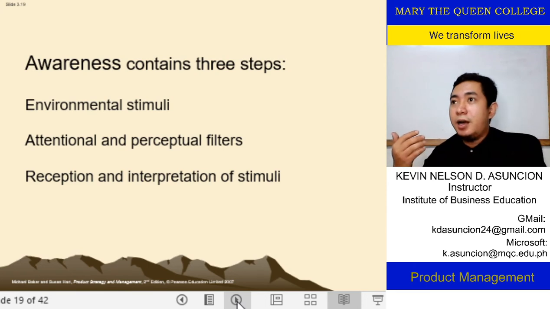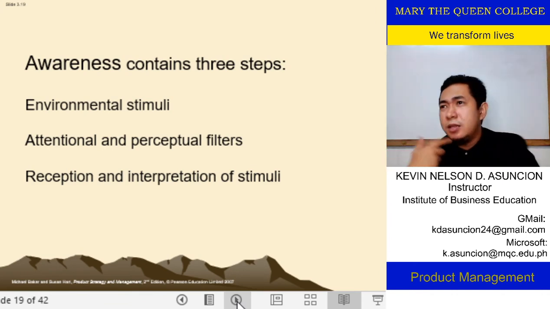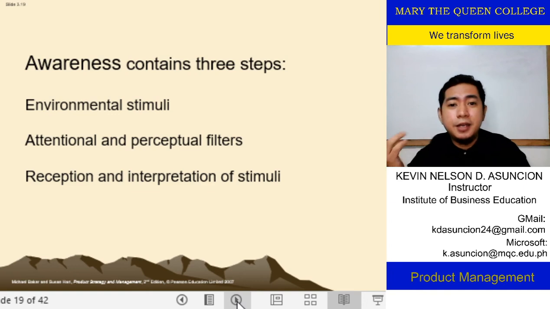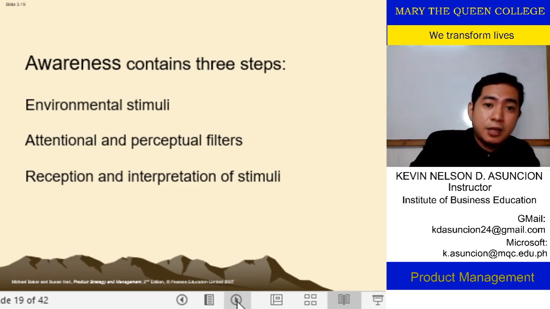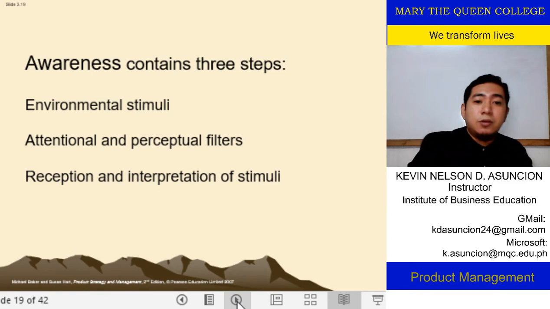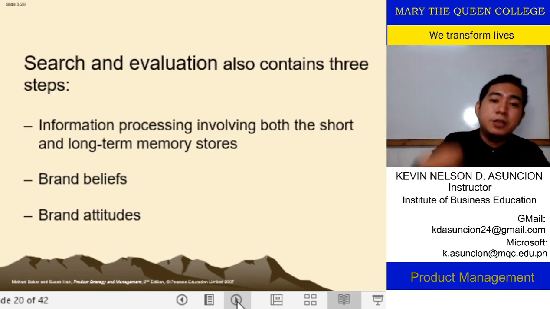Minsan, yung isang message, iba ng interpretation. No? Tulad ng pag sinabi mong sige, no? Di mo masasabi kung sige oo o sige hindi. Diba? So, depending on the receiver. So, you should know that awareness has that three steps. No? So, kumbaga, if you're sending information, you should be careful, and also you should make sure that the receiver has that stimuli. No? Kumbaga, marireceive niya na maayos, ma-interpret niya maayos.